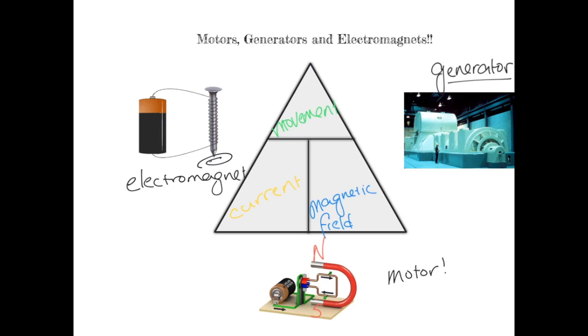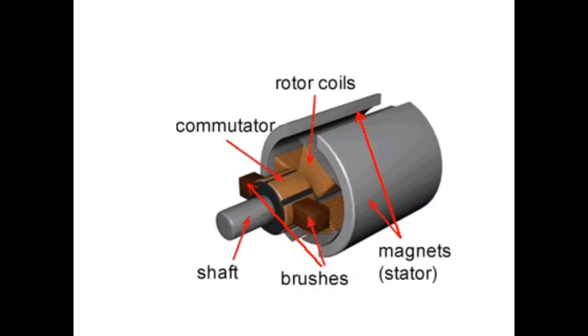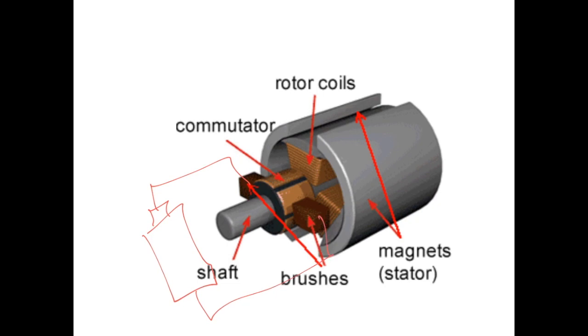Okay, so let's take a look at how the motor works. All right, so jumping down, we have our example of a motor. You can see the brushes are right here and right here. And so, like we mentioned before, the brushes are connected to the battery. So if I have a battery, it would connect here and it would connect here.